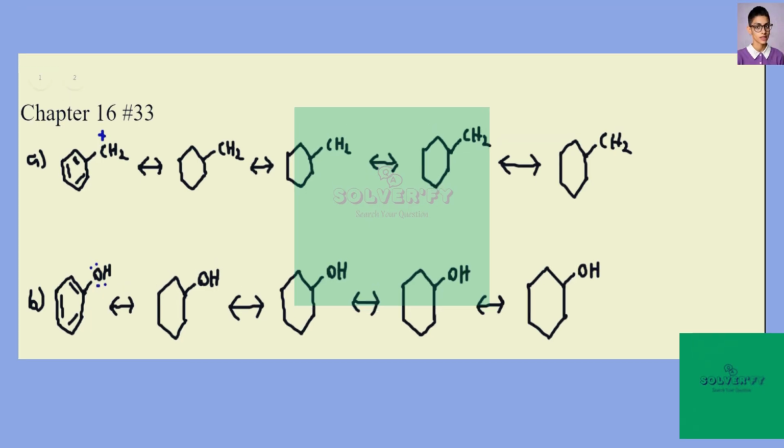This is the answer to Chapter 16, problem number 33 from the Smith Organic Chemistry textbook. In this problem, we are asked to draw all reasonable resonance structures for each of these four species that were given. In an effort to cut down on the length of this video, I went ahead and just drew out basic skeletal structures for each of these species.